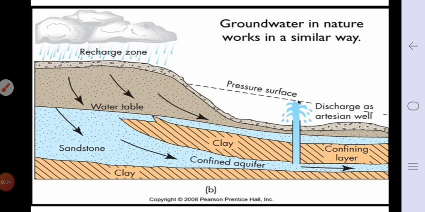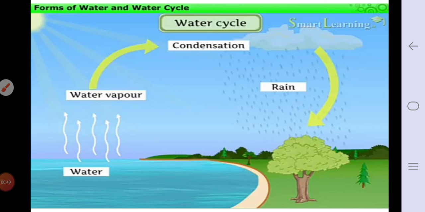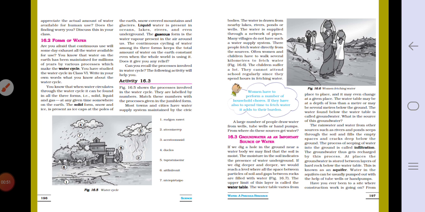Now today we are going to see groundwater and water table. What is groundwater and what is water table? So we'll see that. Before that we'll see activity 16.1 and 16.3 given in the textbook. Figure 16.5 shows the process involved in the water cycle. They are labeled by numbers. Match these numbers with the process given in the jumbled form.